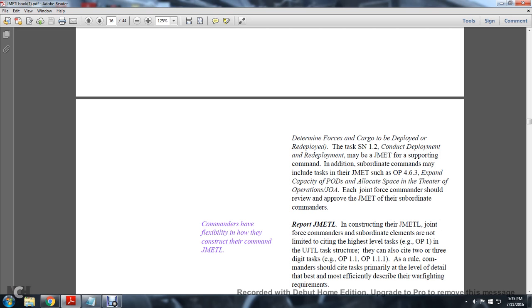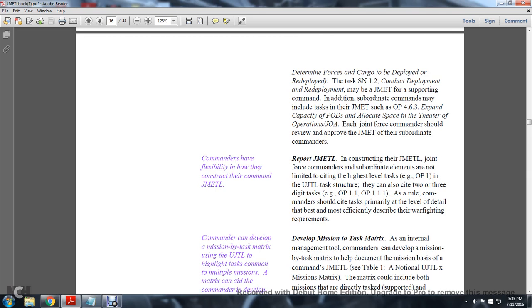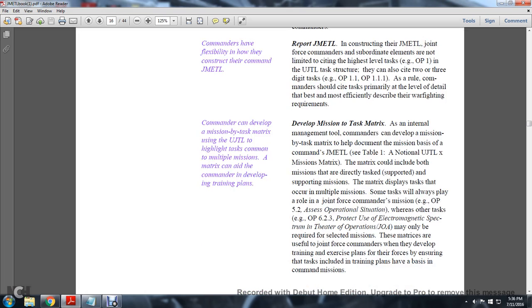Each Joint Force Commander should review the appropriate Joint Mission Essential Tasks for the subordinate commanders. Commanders have flexibility in how they construct their command's Joint Mission Essential Task List. In the construction of the Joint Mission Essential Task List, force commanders' subordinate elements are not limited to citing the highest level of task in the Universal Joint Task List structure. They can also cite two or three digit tasks as a result. As a rule, commanders should cite their tasks primarily at the level of detail that most efficiently describes the warfighting requirements.